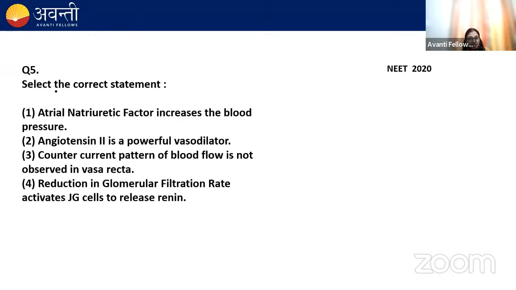Now moving next, select the correct statement. Atrial natriuretic factor increases the blood pressure. Angiotensin II is a powerful vasodilator. Third, counter current pattern of blood flow is not observed in vasa recta. Fourth, reduction in glomerular filtration rate activates the JG cells to release renin. You have to find the correct statement. What do you think? What will be the correct option for this question?